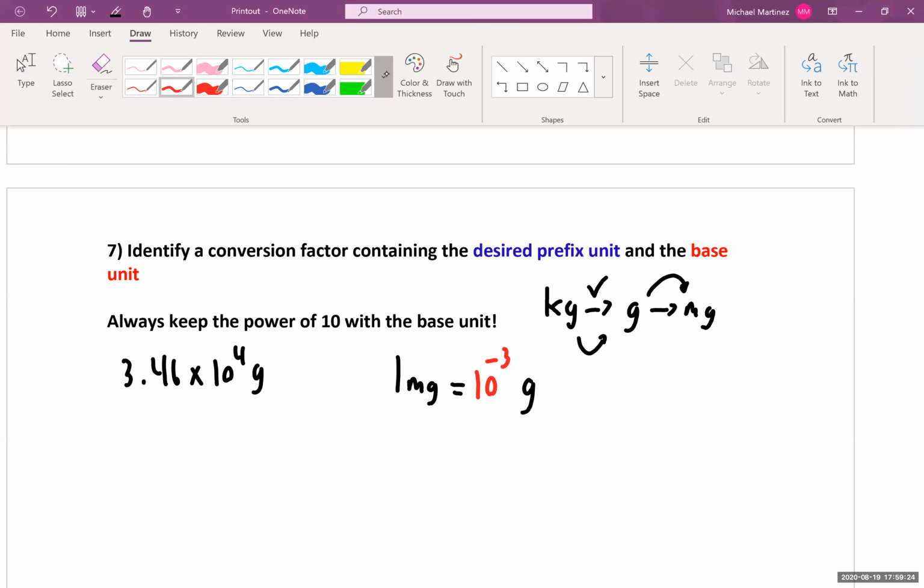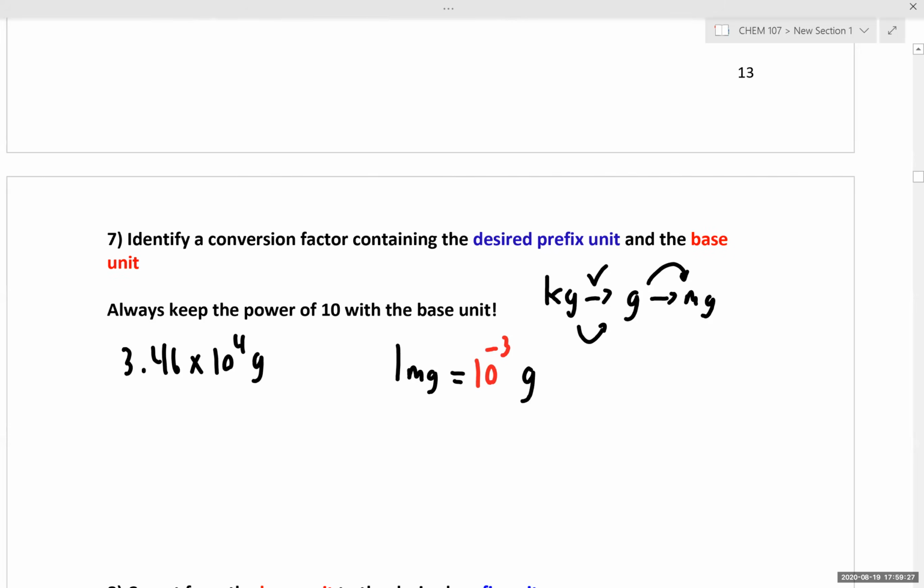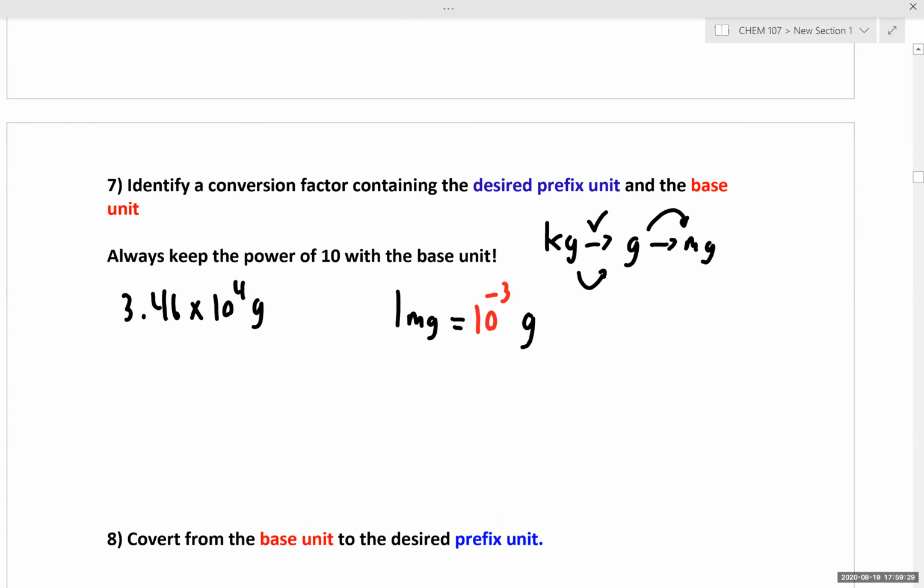So now that we have our ratio, now that we have our equality, we need to generate our unit conversion factor. Now, because we're trying to go to milligrams, what units go on top? What units go on top? Milligrams, exactly right. So we have 1 milligram.